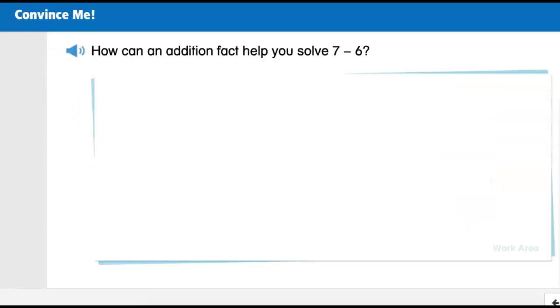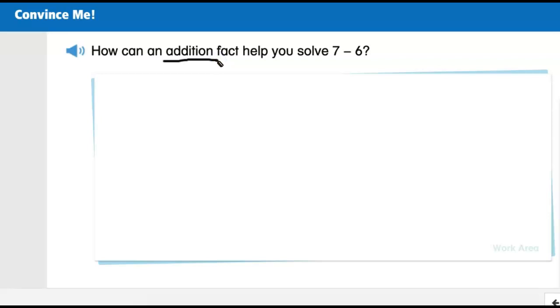Now let's complete the Convince Me section on our workbook page 82. Our Convince Me says, how can an addition fact help you solve 7 minus 6? So how can an addition fact help you solve 7 minus 6? Well, as we can see, 7 minus 6 is a subtraction problem. So how could we use addition, meaning adding, to help us solve for that?